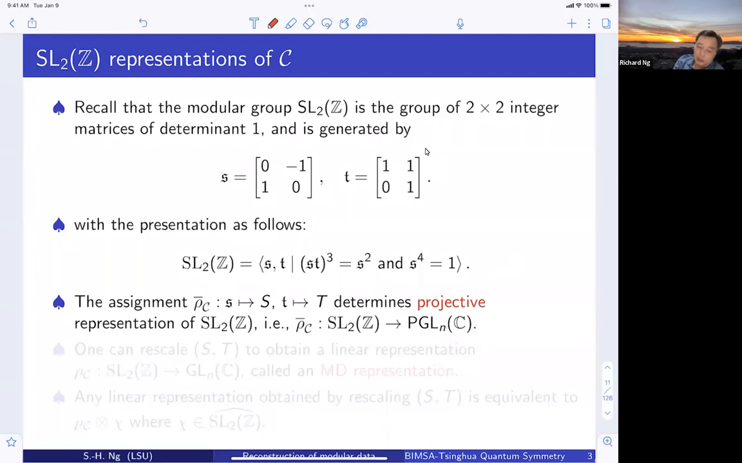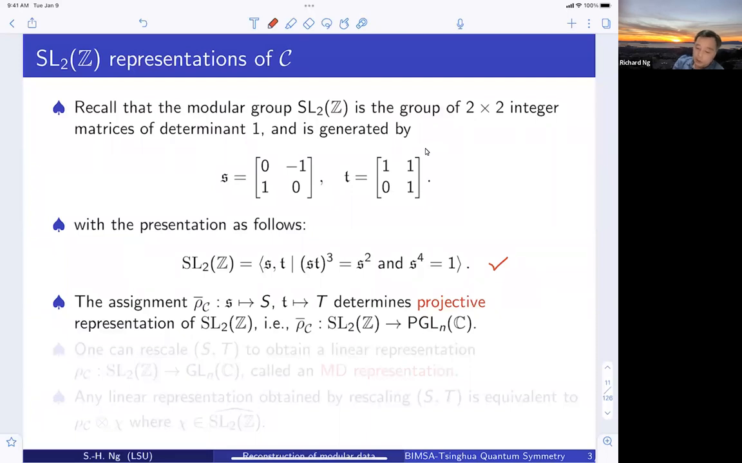So this inversion of order 4 is sent to the capital S, and this translation T is sent to the T matrix of the modular tensor category. This assignment can extend to a group morphism from SL2C to PGL_n C. So this is actually a projective representation. Or the other way to say it is, S and T satisfy these relations projectively. So therefore, you have such a projective representation.